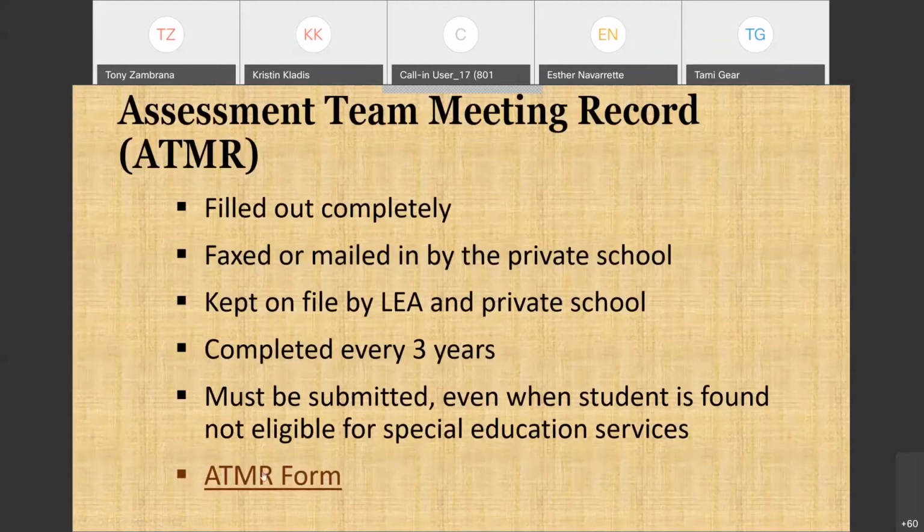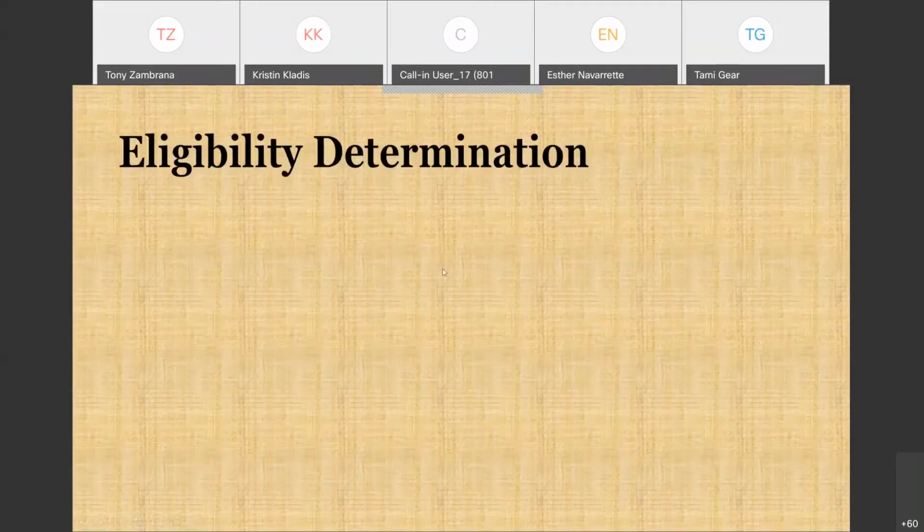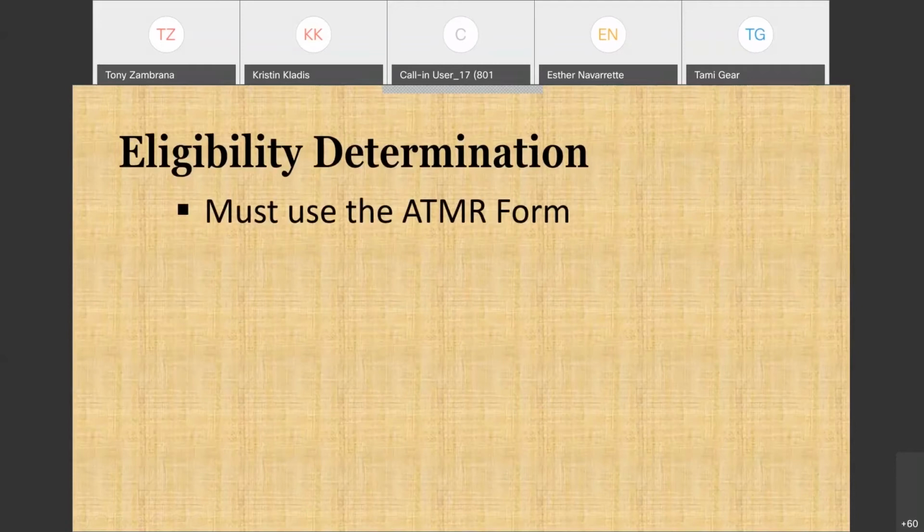And so I'm not going to get into the ATMR form, but you can go ahead and click here, and it'll provide you the updated form, so that way you can get going on that for students. Eligibility determination. I believe this is where Tammy's going to start going over some of these slides.